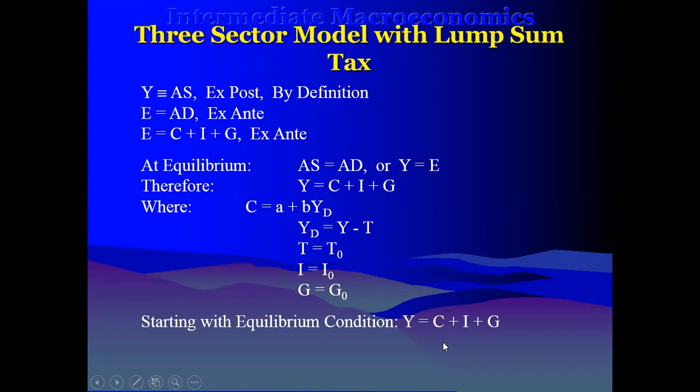Okay, so this is going to be the equilibrium point. So this is the equilibrium condition. So now we know that C, this is C, right? YD is equal to Y minus T0.